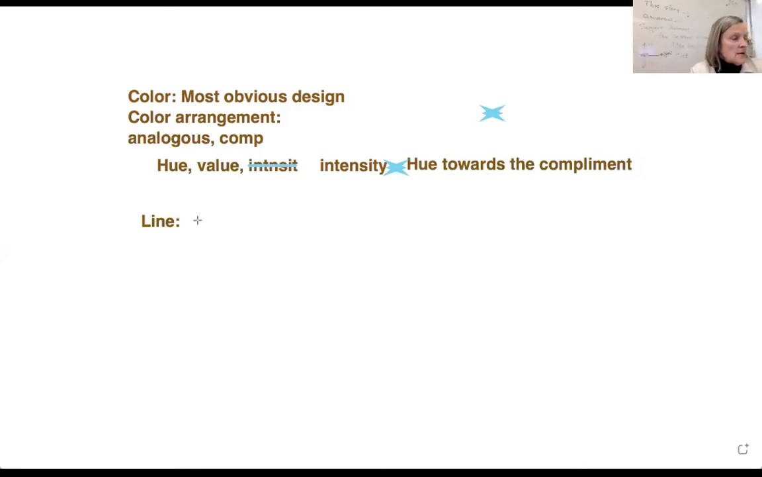And then line, what is the line? What does the line dictate? What do we have with line? So we have the actual costume. So like a silhouette? That's exactly right. Now you're talking. We have the silhouette against the background. Okay. And where is that?